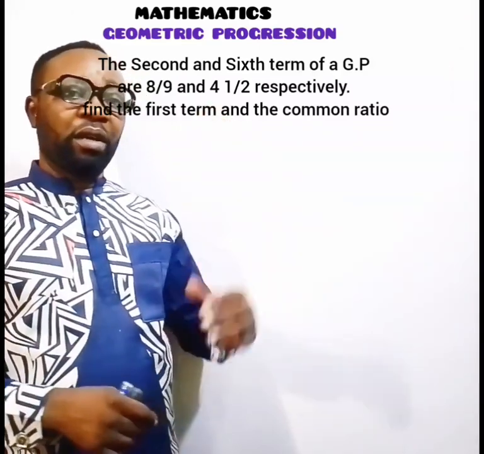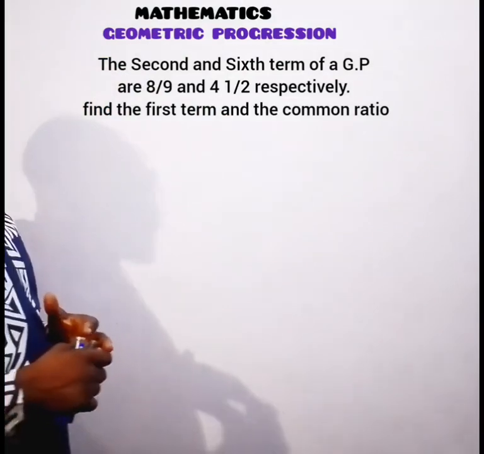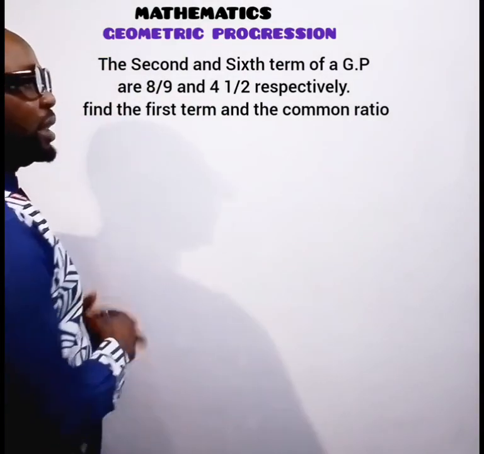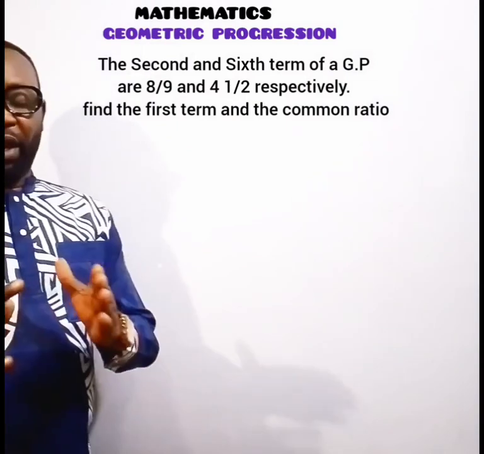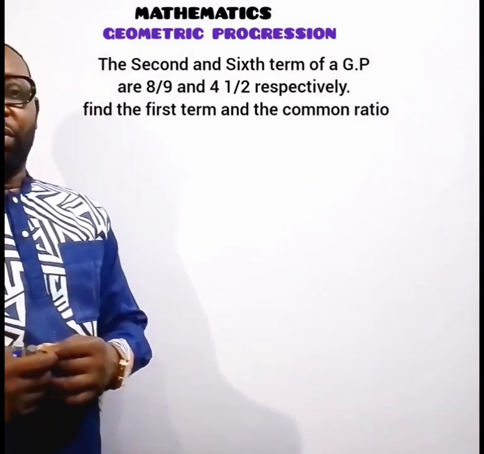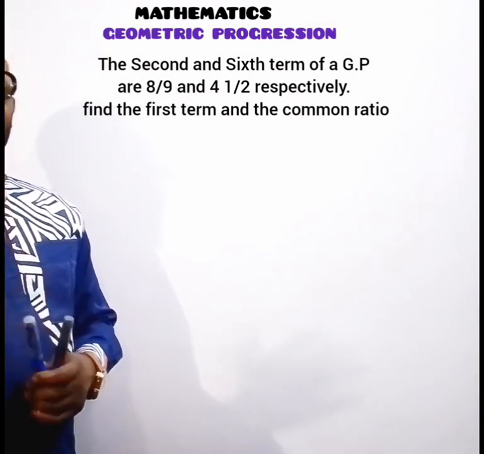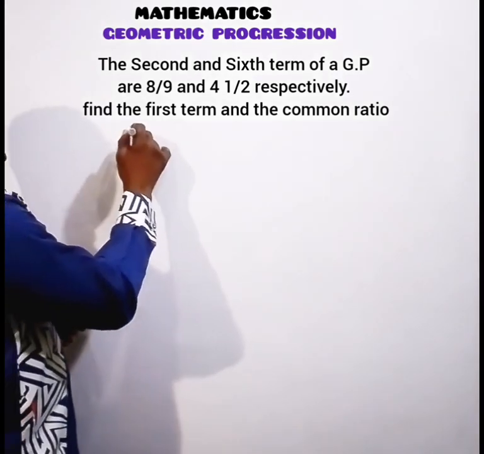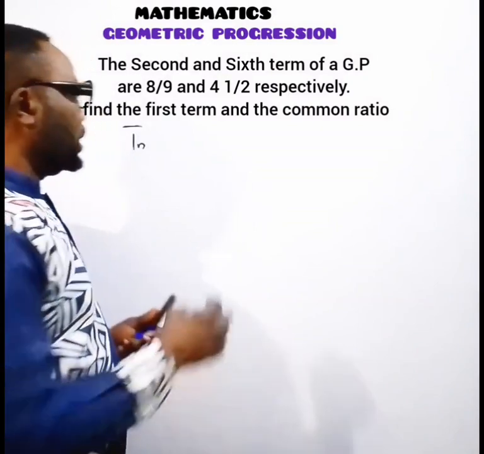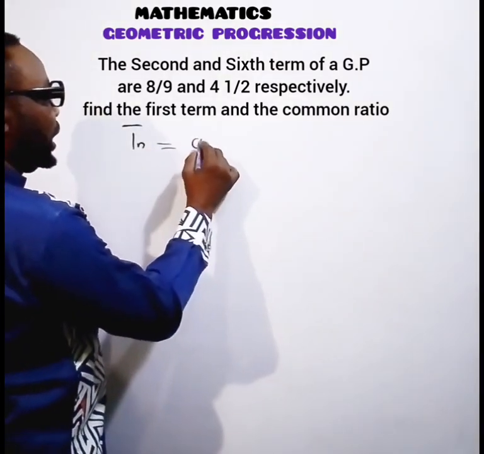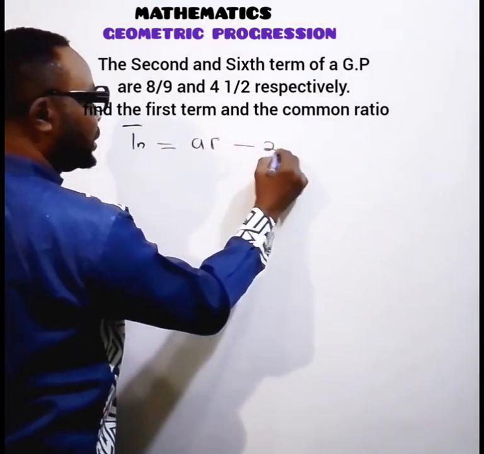The question we have here, we are provided with the second term and that of the sixth term, and we are asked to find the value of the first term and the common ratio. Now let's look at how we can solve this kind of question. Don't forget that according to the nth term of a geometric progression, the second term will be AR. This is the second term.